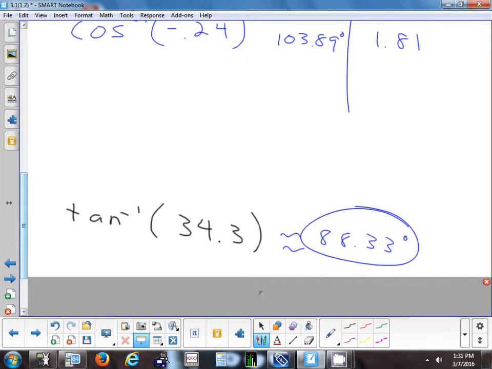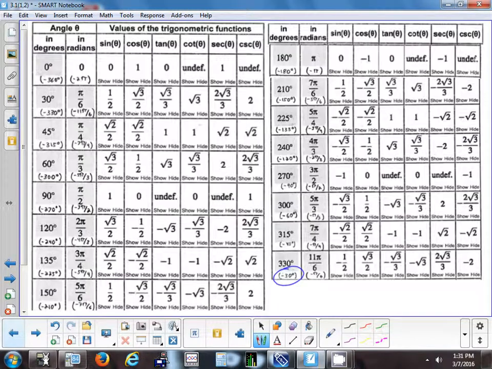Okay, any question on that last one? All right, for a minute, I want to forget about inverse tangent. I want to go back to the table and just look at the sine and the cosine columns.